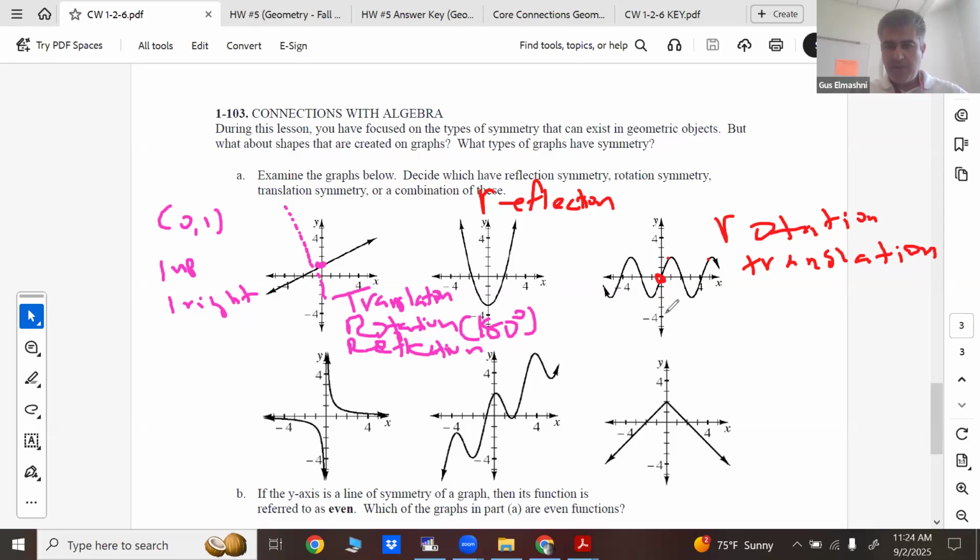It's a little bit confusing. Actually, you don't have to use the y-axis. I can always reflect it like this, and it gets back to the same place. So it has reflection as well. You just draw a line through any peak or trough, so that could reflect.